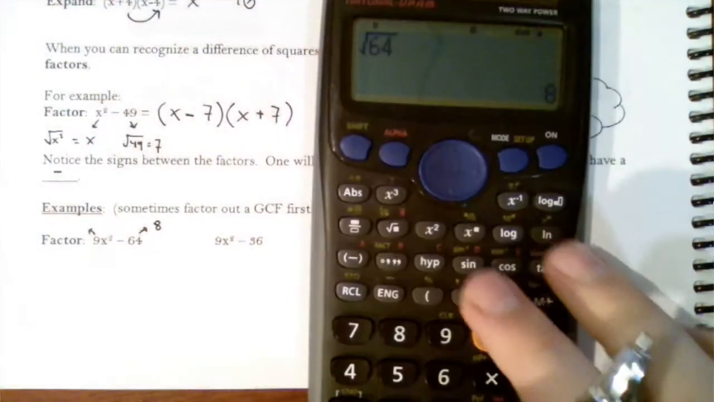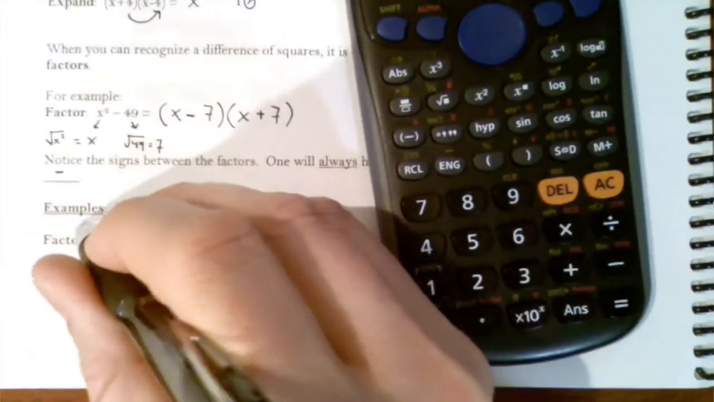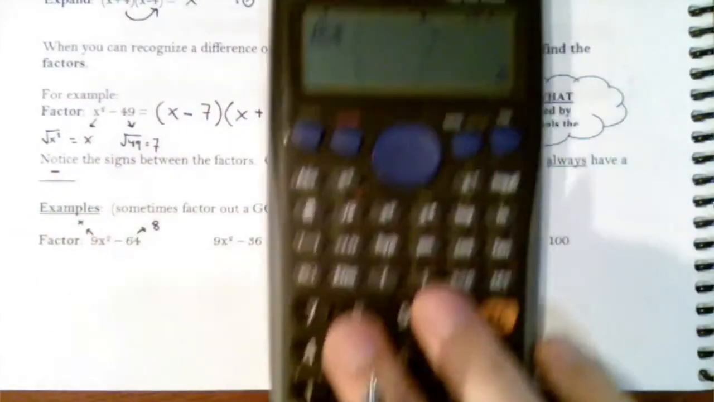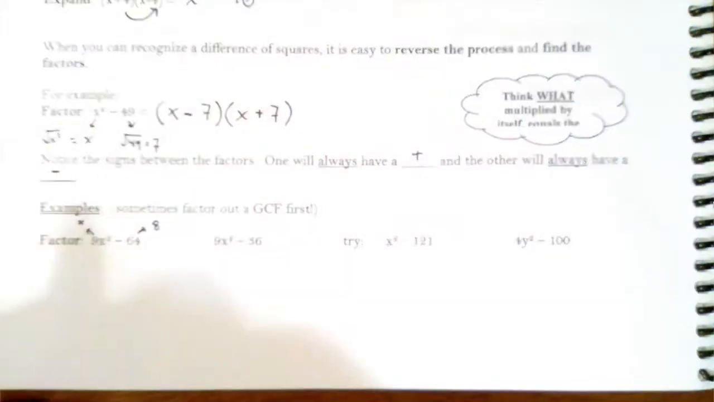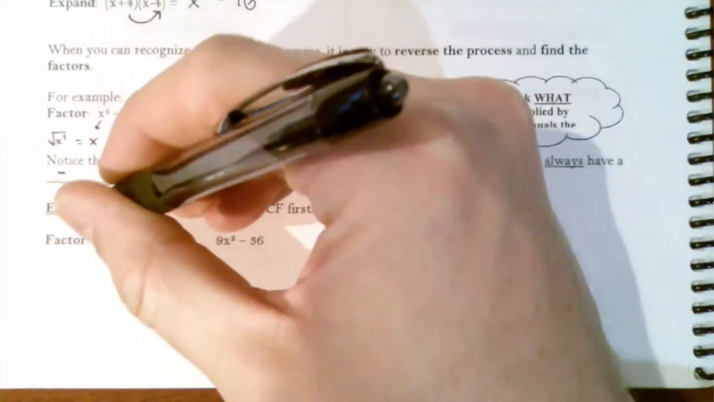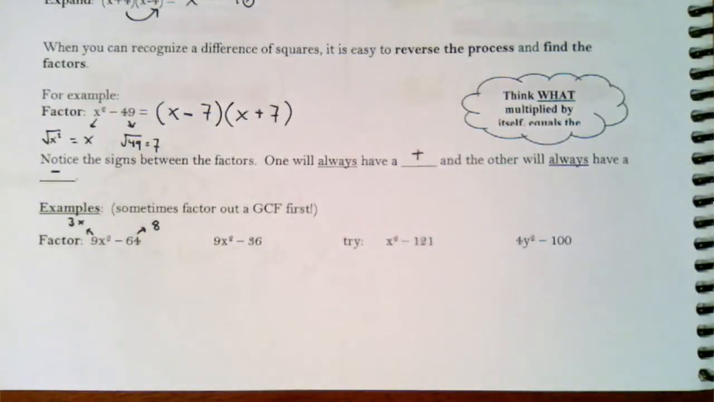Can we square root 9x squared? Well, we know the square root of x squared is just x. What's the square root of 9? Square root of 9 is 3. So the square root of 9x squared is just 3x. So we can square root both of those terms.